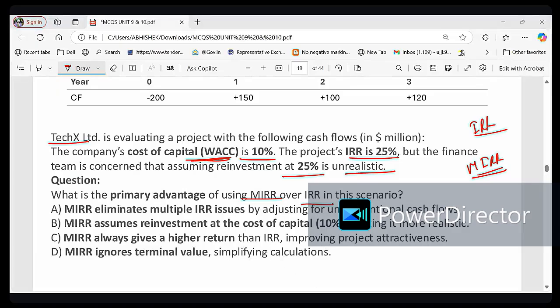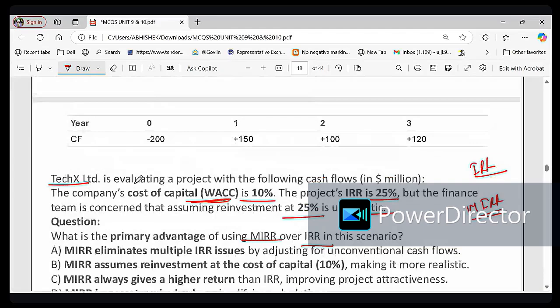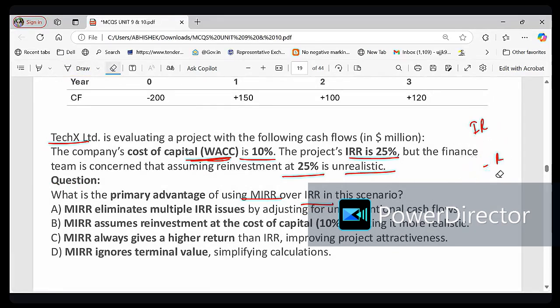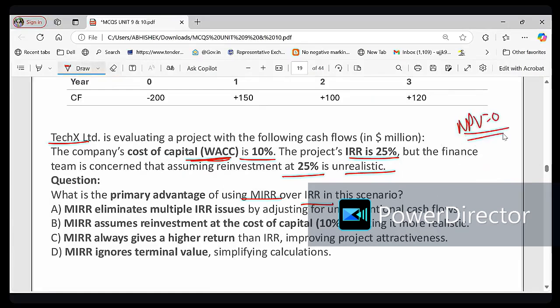So this question will tell you what is the advantage of modified internal rate of return over internal rate of return. See, IRR tells you the rate of return at which your project's net present value will be equal to 0, right? That rate of return at which your NPV equals 0, that is called IRR. But IRR quietly assumes that every rupee or every dollar you earn gets reinvested at the same rate, right? This is one of the assumptions of IRR.